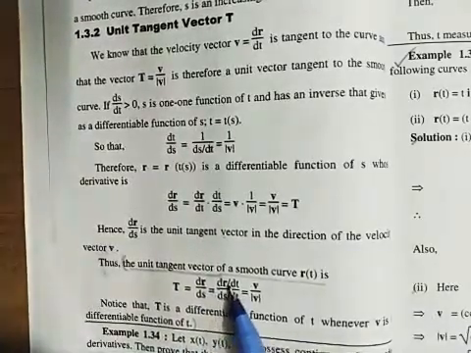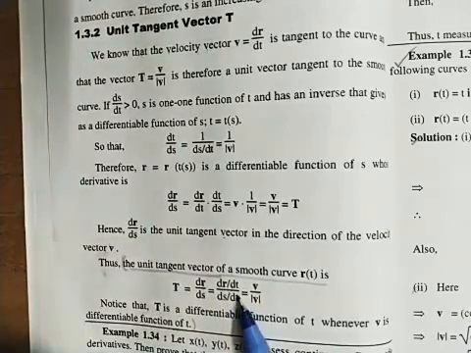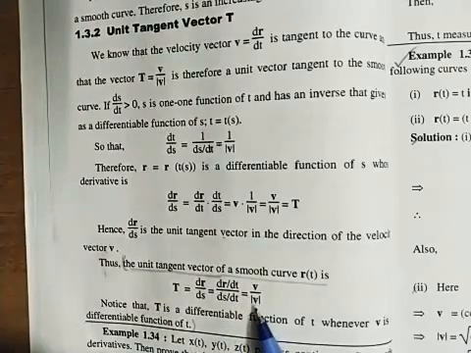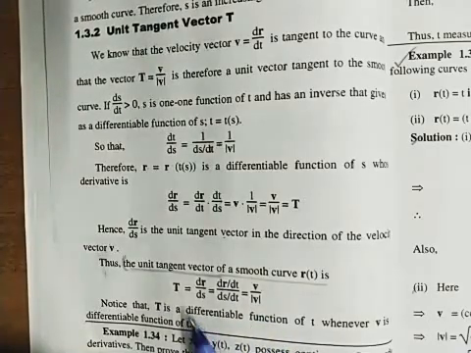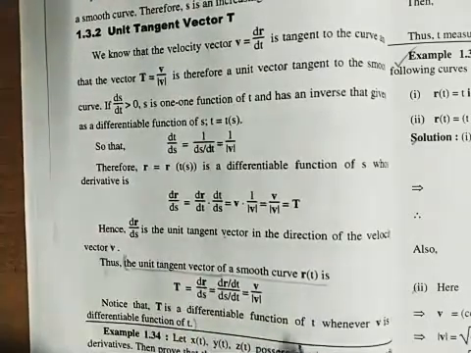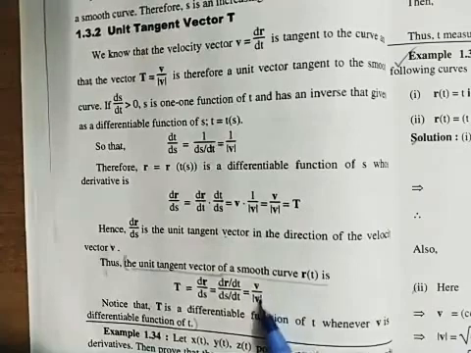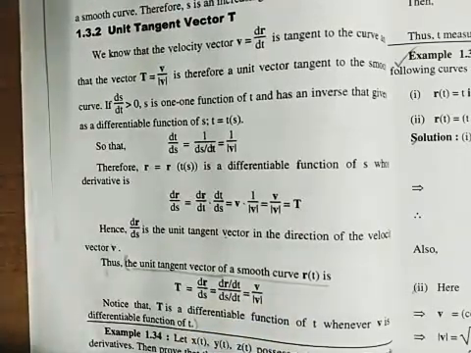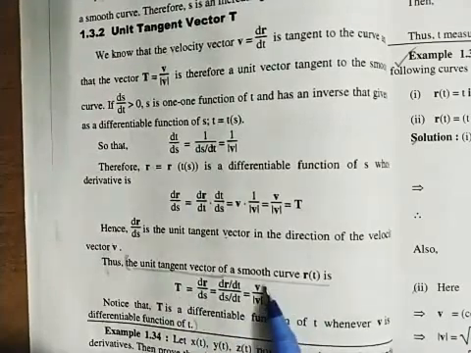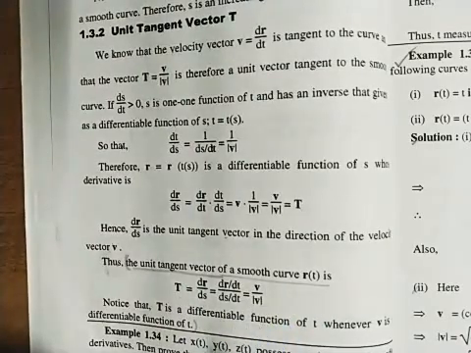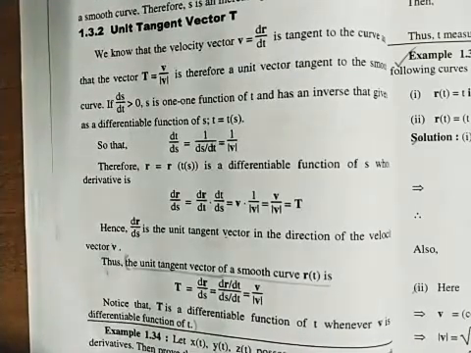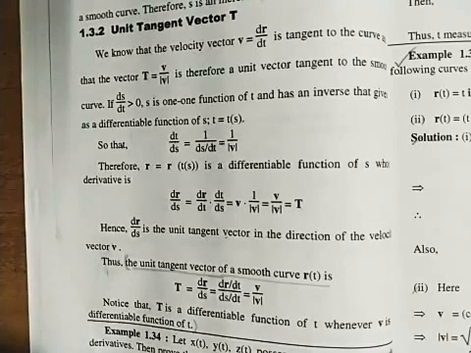We can write it as dr/dt upon ds/dt. Now this dr/dt means velocity, and ds/dt is the magnitude of velocity. So here, if v is a differentiable function of t, then T will be a differentiable function. So our unit tangent vector for a smooth curve r is v upon the magnitude of v. Okay. So let us solve examples of unit tangent, to find the unit tangent vector and the length of curves.